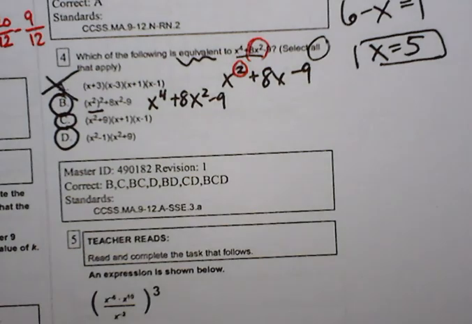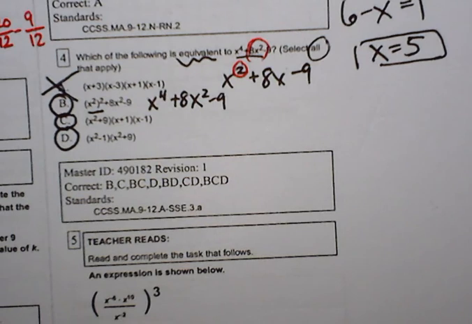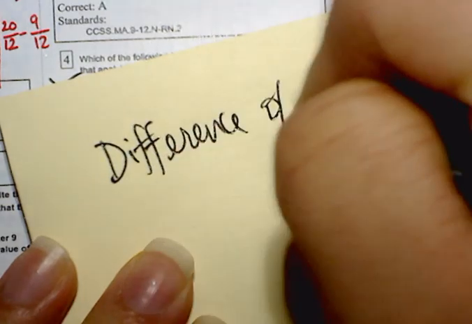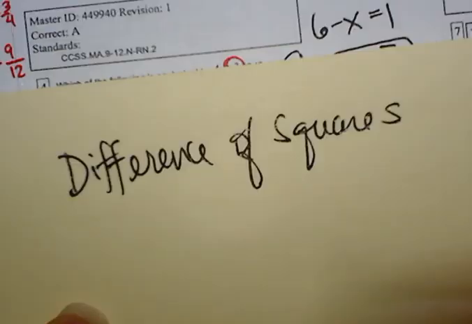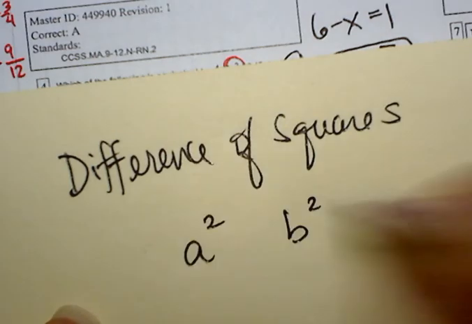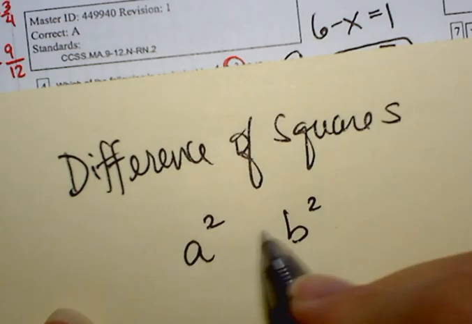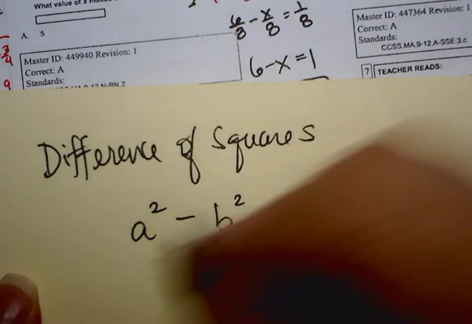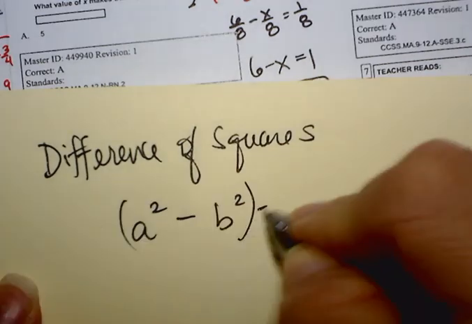Okay? So make sure you know the difference of squares. Difference of squares means you have two squares, like a squared and b squared, but the difference means you subtract them. How do I factor a difference of squares? That equals a plus b times a minus b.